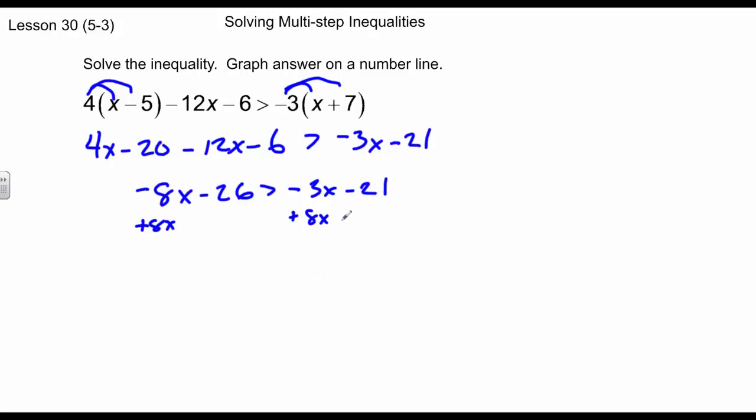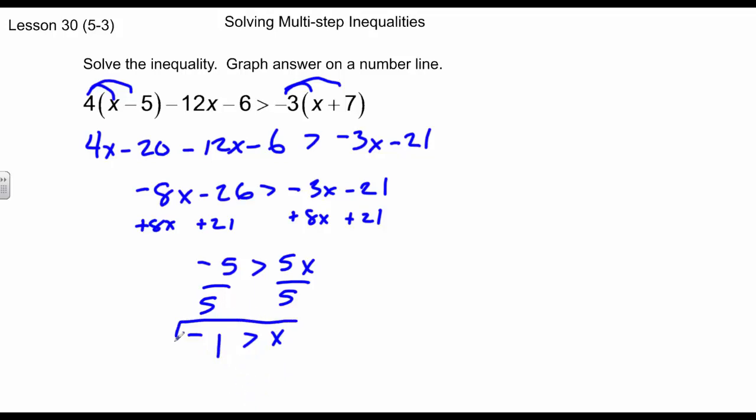And then I'm going to need to get all the x's to one side and all the numbers, or constant terms, to the other. So I'll add 21 to both sides as well. The 8x minus 8x goes away. Negative 26 plus 21 is negative 5. And that's going to be greater than positive 5x. I need to get x by itself, so I divide both sides by 5. Notice I'm dividing both sides by a positive. My inequality sign does not need to reverse, so I get x is less than negative 1. There's my algebraic solution.